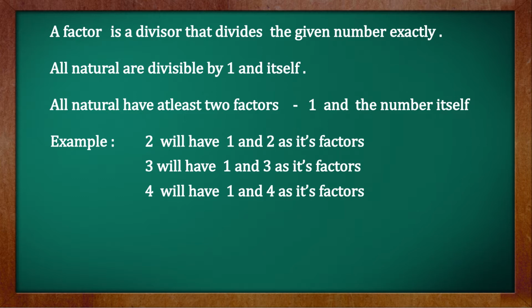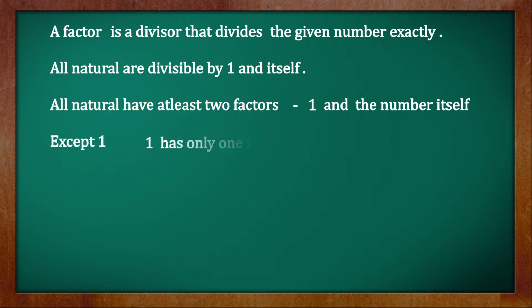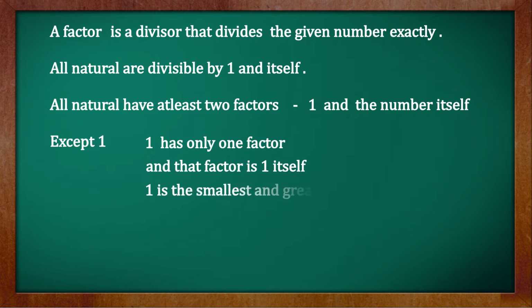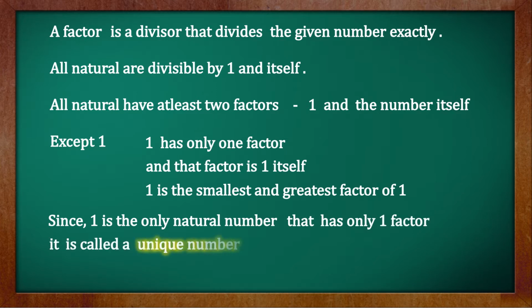Did you notice that in the example, I started from the number 2 and not 1. Do you know why? The reason is all natural numbers have at least two factors except 1. 1 has only one factor, and that factor is 1 itself. 1 is the smallest and the greatest factor of the number 1. And since 1 is the only natural number that has only one factor, it is called a unique number.